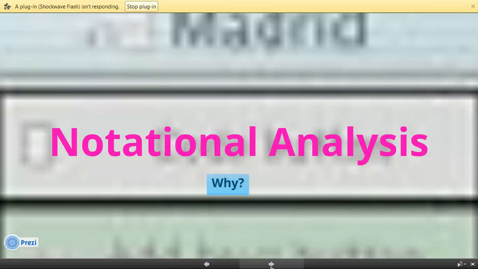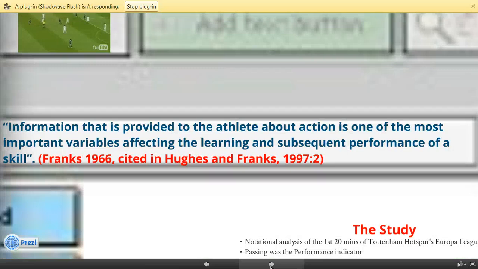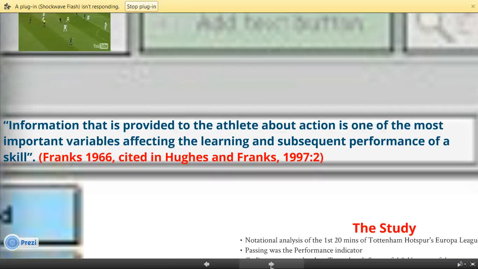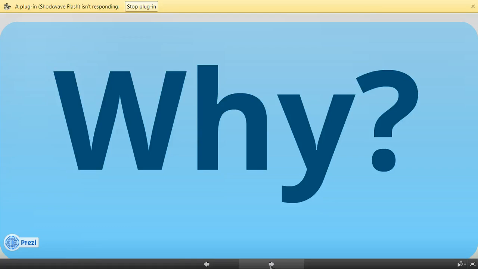Notational analysis plays a huge part in analysing performance in the coaching process, and one of its main uses is to improve an athlete, player or team's performance. Frank stated that information that is provided to the athlete about action is one of the most important variables affecting the learning and subsequent performance of a skill. So why else do we use notational analysis?